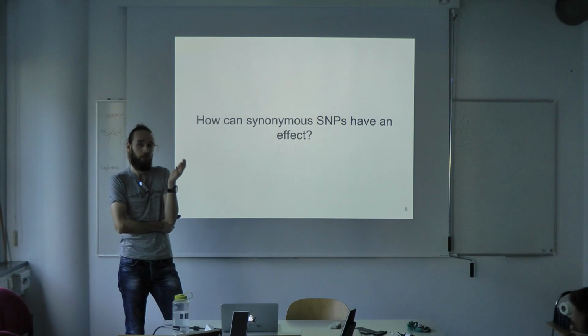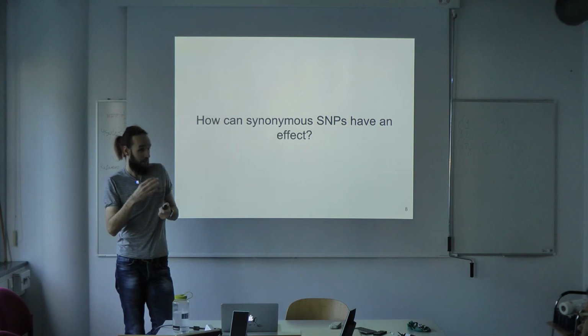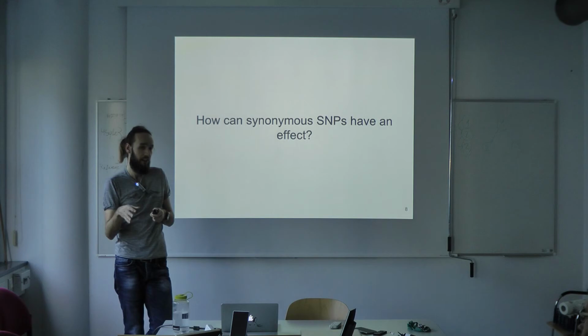So the way this works is that during translation, the tRNA has the anticodon for the codon. So if you have a certain codon on the DNA, you need a tRNA that carries the fitting amino acid for that codon. That's how translation works. You recruit the tRNA that has the amino acid for your codon.